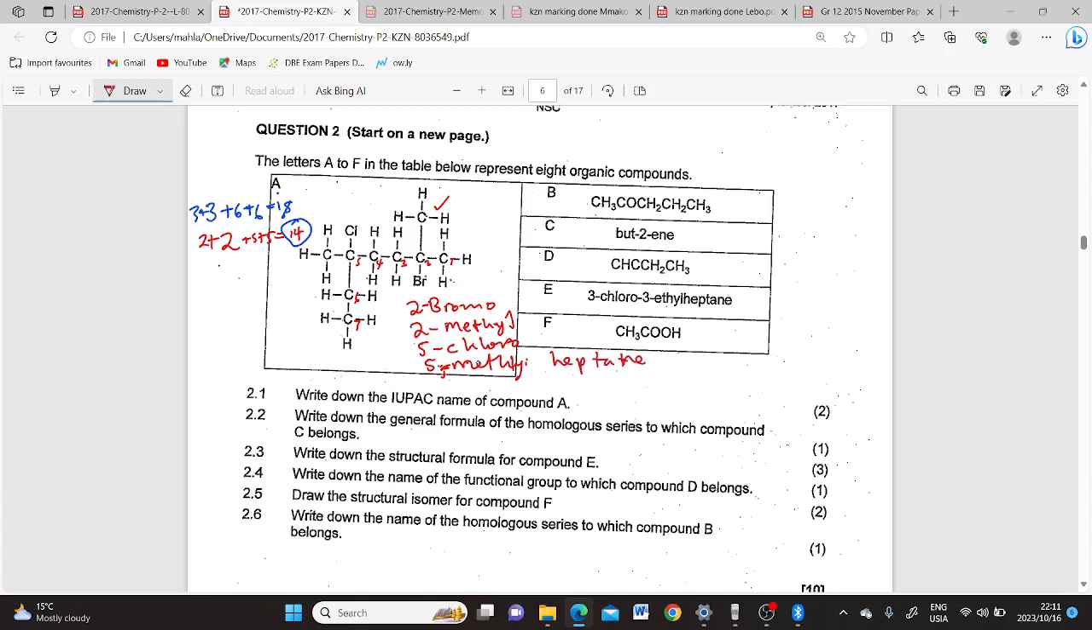Now when we need to write this, we must put them in alphabetical order. So between bromo, B and C, B comes first, so it means we're going to have 2-bromo, and then what comes next, we have a chloro, so we have 5-chloro. Then we have methyl on number 2 and another methyl on number 5, so we have 2,5-dimethyl.